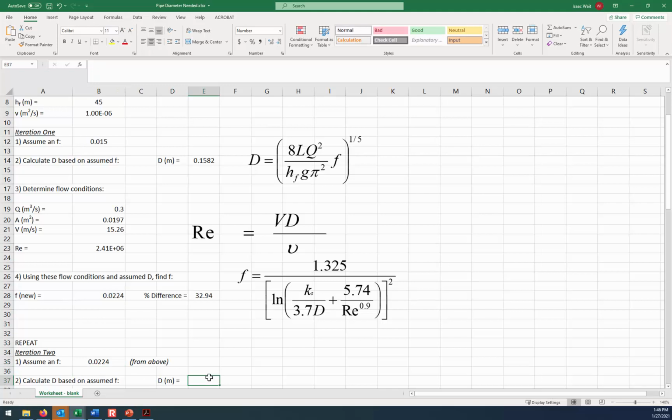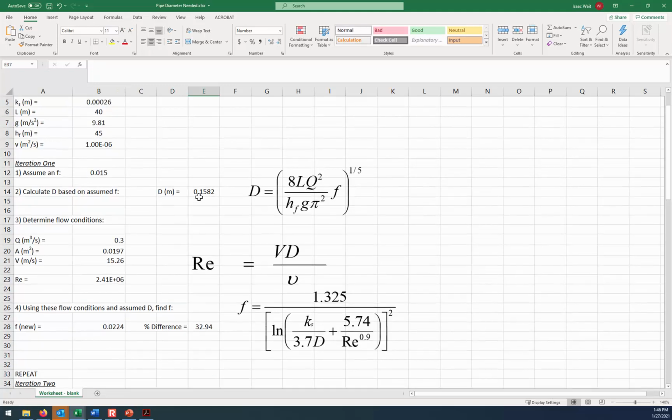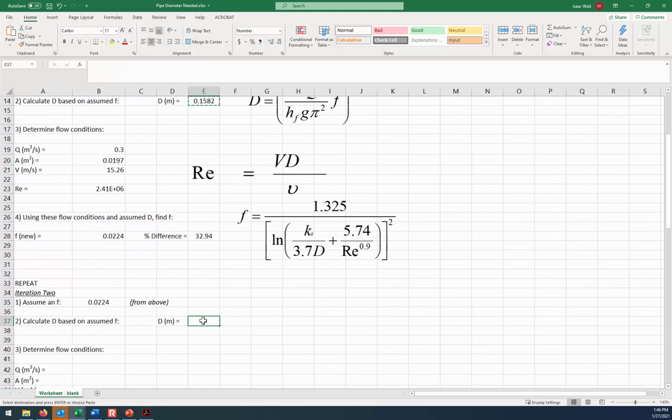Okay, now what about the diameter? Well, let me just copy this formula rather than typing it again. I'm just going to highlight that and press Control C, and then down here I'll press Control V, and it's calculated the diameter. Let me click in here.